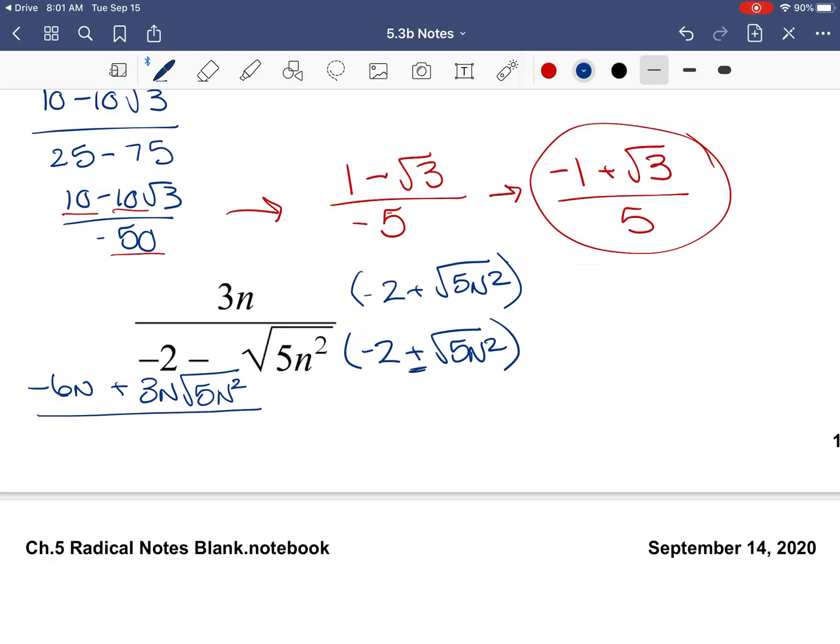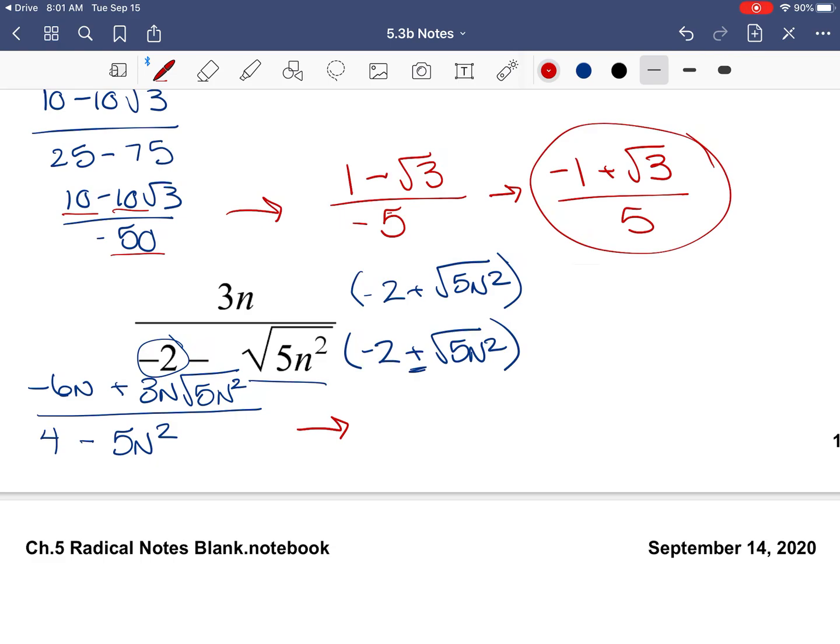So again, when we forced a difference of squares, the difference of squares comes from the square of the first term, so 4, minus the square of the last term. And a square root squared is always whatever's underneath it. So 5n squared. I'm going to work sideways, which you should never do, but I'm going to do just because I have no room left.